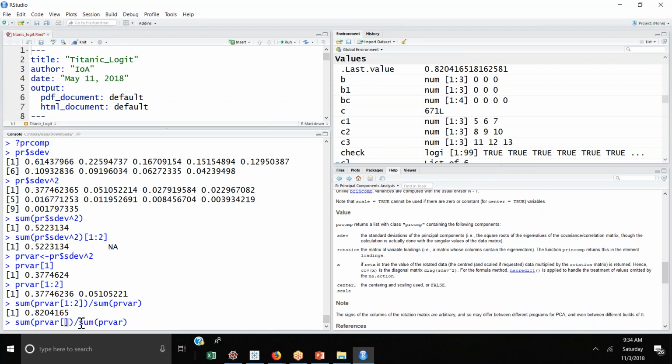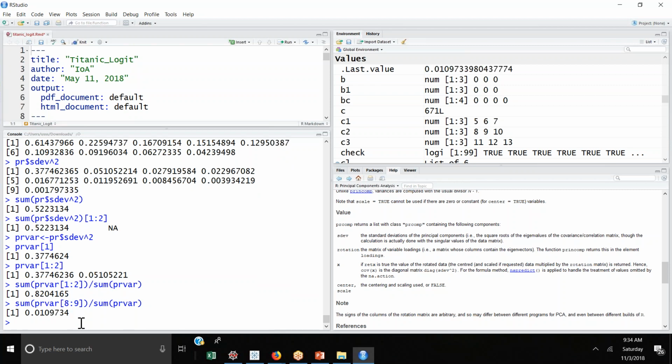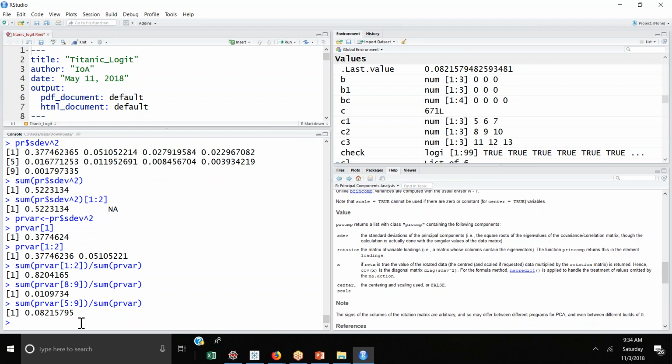1, 2, 3, 4, 5, 8 and 9. Okay, 8 and 9. How much does it explain? Bottom two, 1%, isn't it? How about the bottom 5? 5, 6, 7, 8, 9, including 5. Okay. 3 and 4 variance is 0.09.